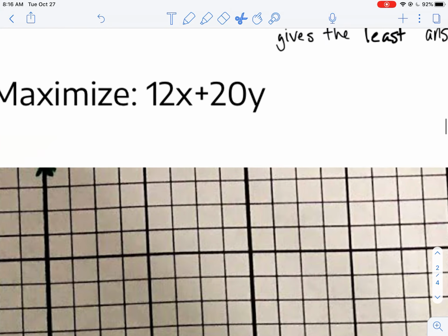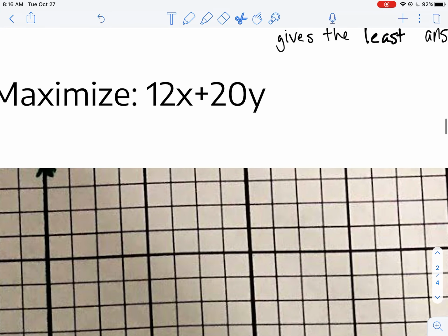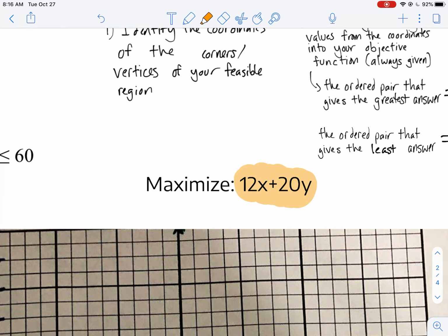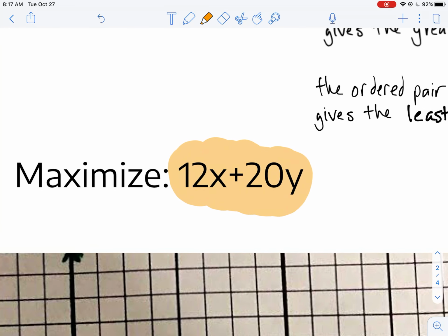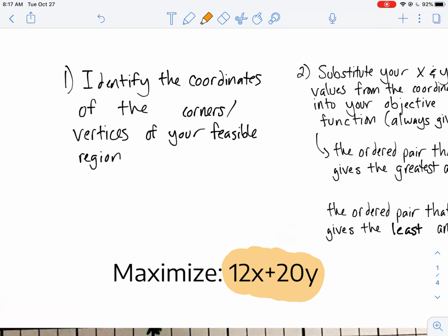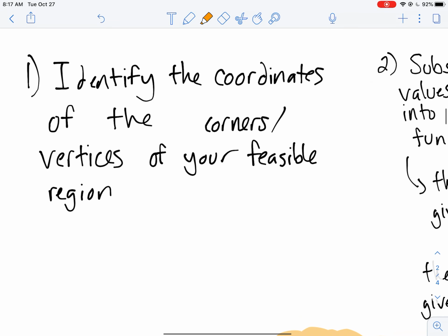Now, you'll be given an objective function, at least in this case. In some cases, you might have to do a word problem to figure out what the objective function is, but here you're given it, so work is taken off the table and you have less to do. You're being asked to maximize it. I'm going to go through the steps, and it's not as difficult as it sounds. Your first step is to identify the corners and vertices of your feasible region.